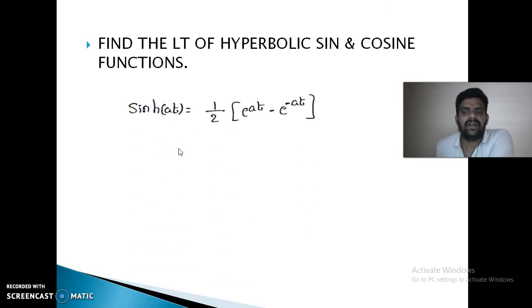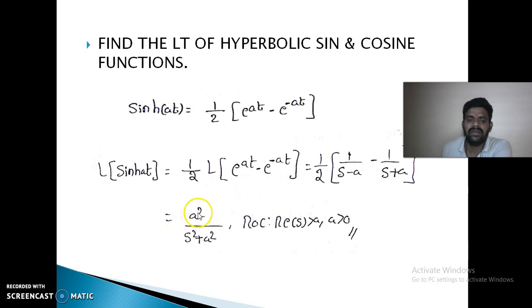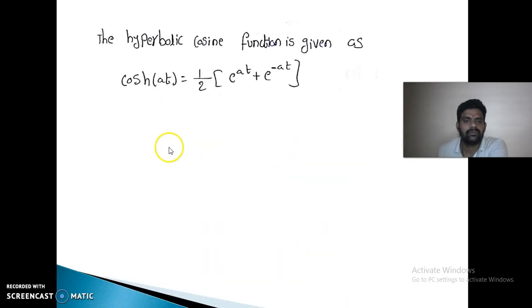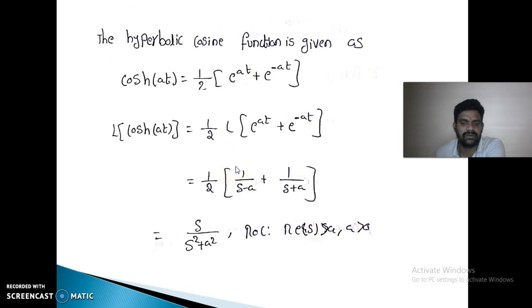Find the Laplace transform of hyperbolic sine and cosine functions. Sinh at is (e power at minus e power minus at) by 2. The Laplace transform is 1 by 2 times (1 by s minus a minus 1 by s plus a), that is a by (s square minus a square). Similarly, cosh at is (e power at plus e power minus at) by 2, and the transform is 1 by 2 times (1 by s minus a plus 1 by s plus a), that is s by (s square minus a square).